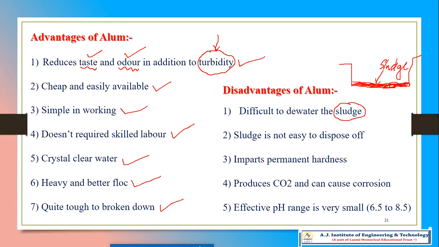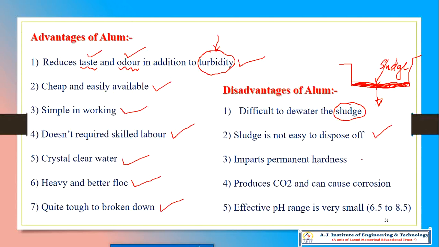because when this sludge is taken to drying, dewatering, that means removal of the water. After that, we make a cake and send it for agriculture purposes or any other purposes, or we go for incineration. Incineration means nothing but we are going to burn it. So removal of the water in the sludge is difficult. Sludge is not easy to dispose of. That is also important.